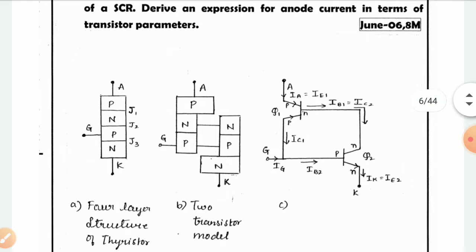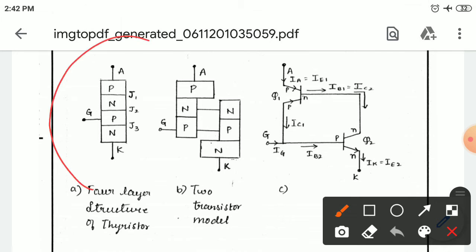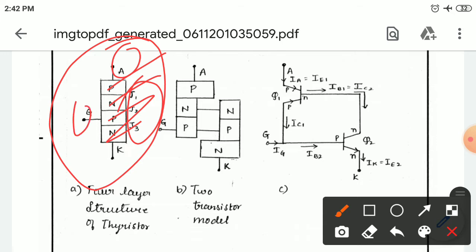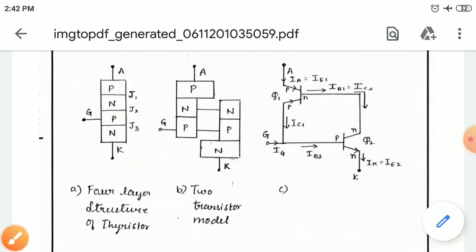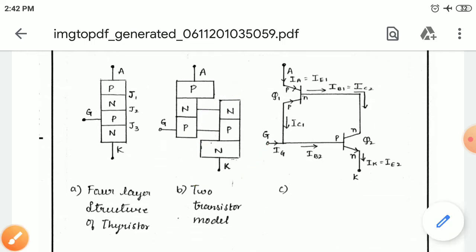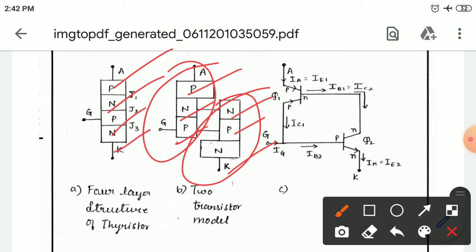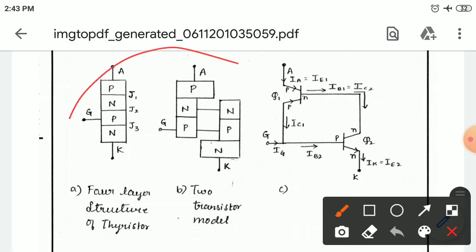This is a schematic representation of the two transistor analogy of a thyristor. You can see here two transistors are connected. This is your actual PNPN, 4-layer 3-junction device, with anode, cathode and gate. It is split into two transistors, one PNP transistor and one NPN transistor. As it's a PNPN structure, it is PNP and NPN. So two transistors are combined to form a thyristor here.